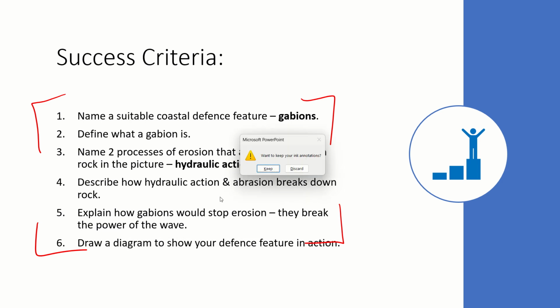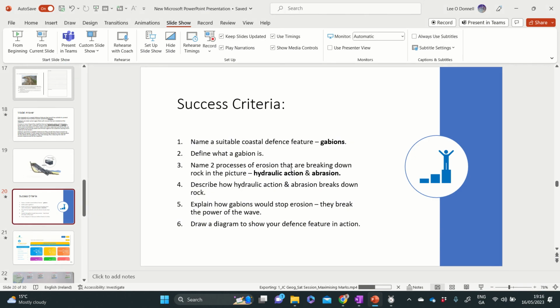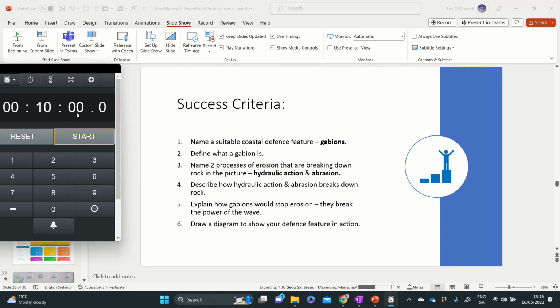So what I'm going to do here is put 8 minutes on the clock. And inside those 8 minutes, your job is to use the success criteria to answer the question that has been given. So your time starts in 3, 2, 1, and we'll self-assess after we finish. Good luck, guys.